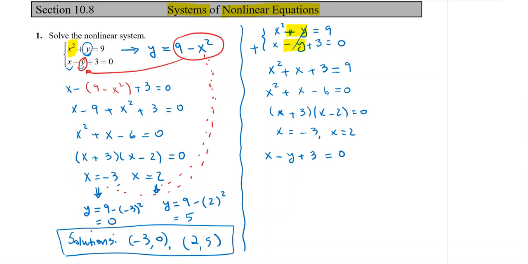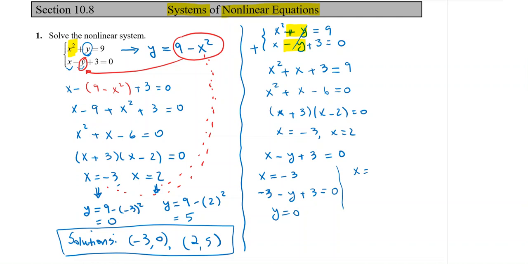So we'll use this equation and we'll plug in those values of x. When x is -3, I'll plug in -3 for x in this equation. -3 minus y plus 3 equals 0. -3 plus 3 is 0. Negative y equals 0 gives you y equals 0.